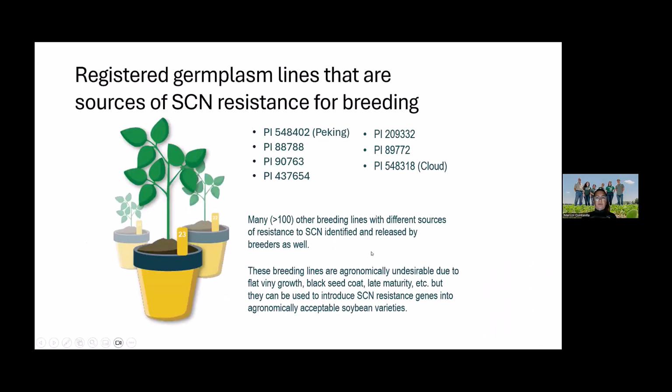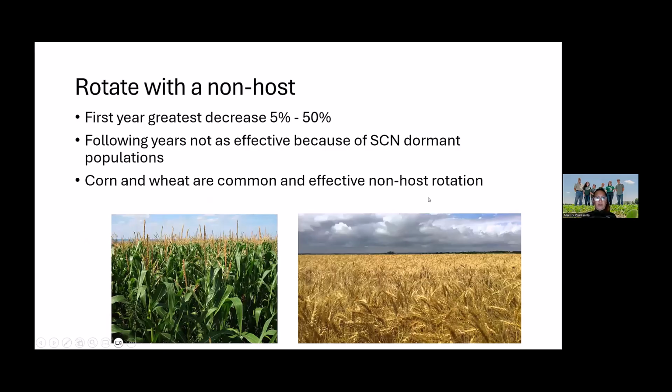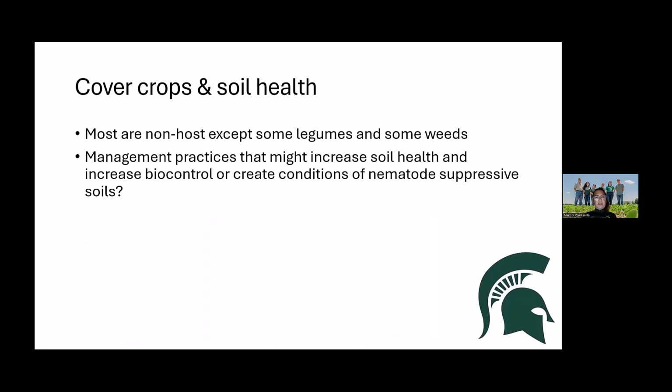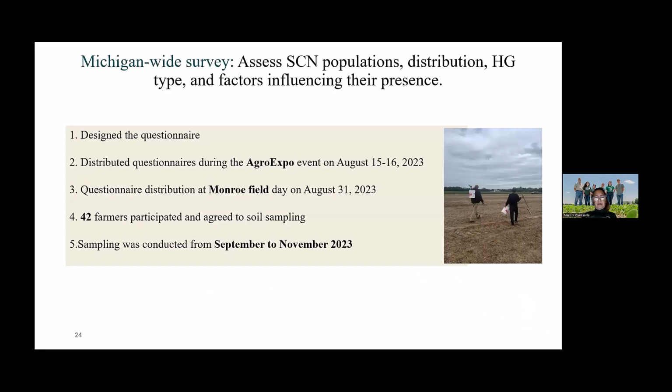Okay, so there are a few sources of resistance. The most common, again, is Peking and PI 788. Rotating with non-host is the most important thing you can do. Most cover crops are non-host. I already mentioned the management practices.